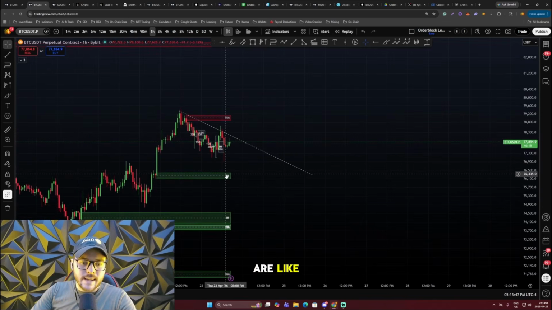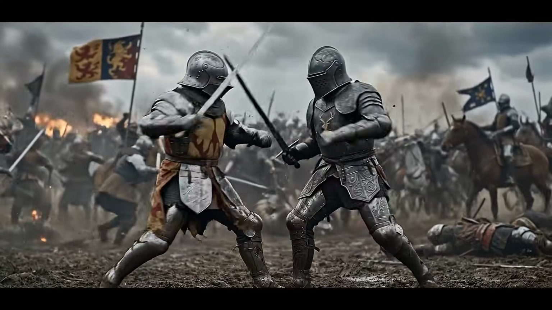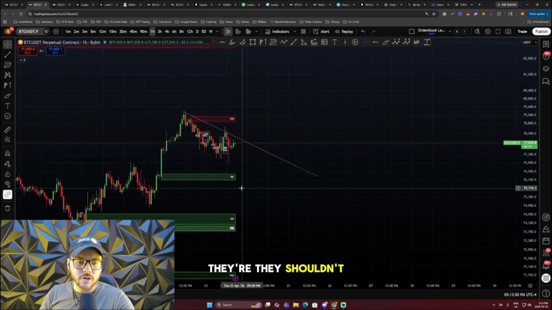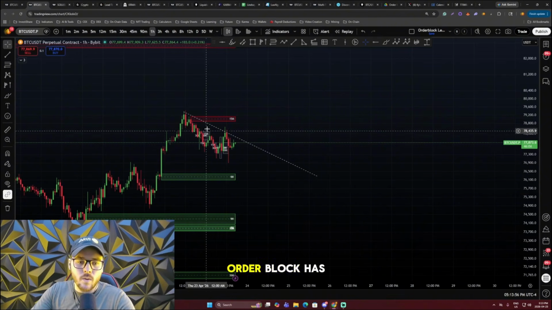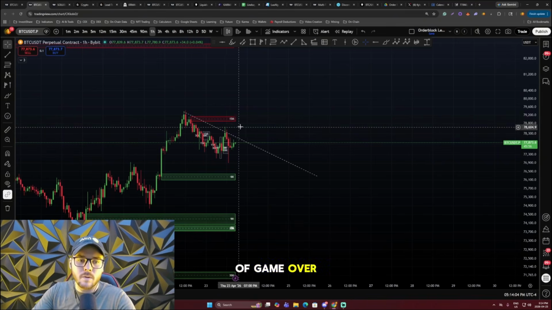These are like plates of armor that are relatively weak. So once they get hit by a sword once, they're used. They shouldn't be treated the same way as they were before. Doesn't mean it might not be an area of interest anymore, but once an order block has been tapped by price action, and when I say tapped, I just mean a little wick just touching the order block, it's kind of game over for it.